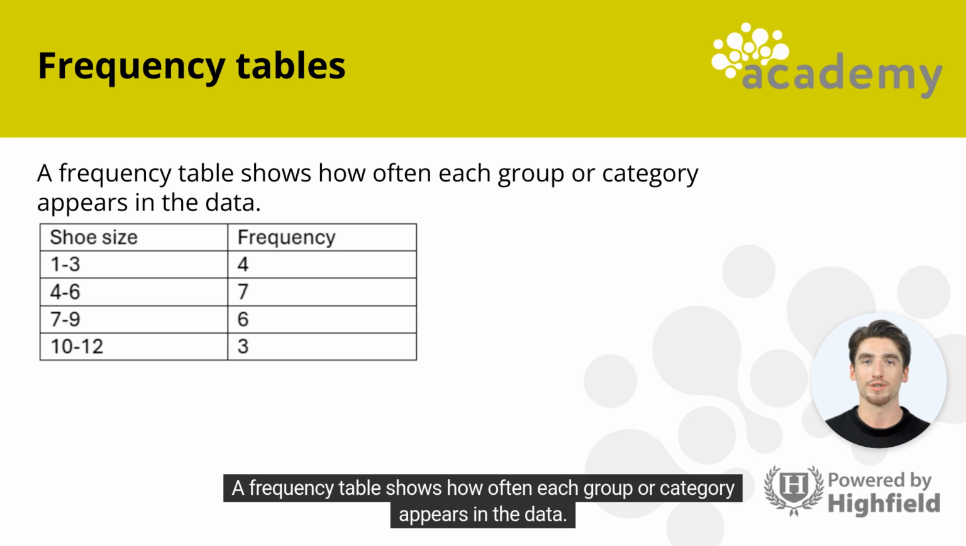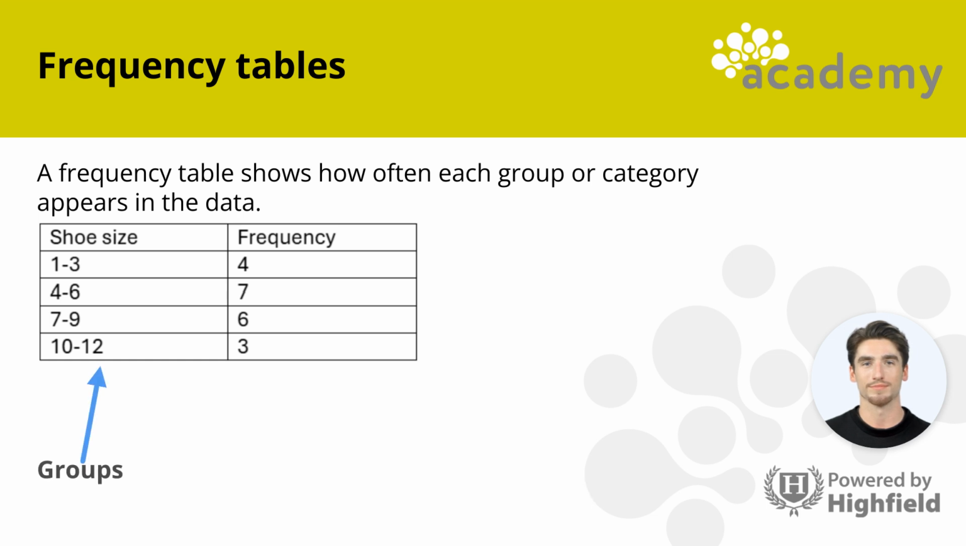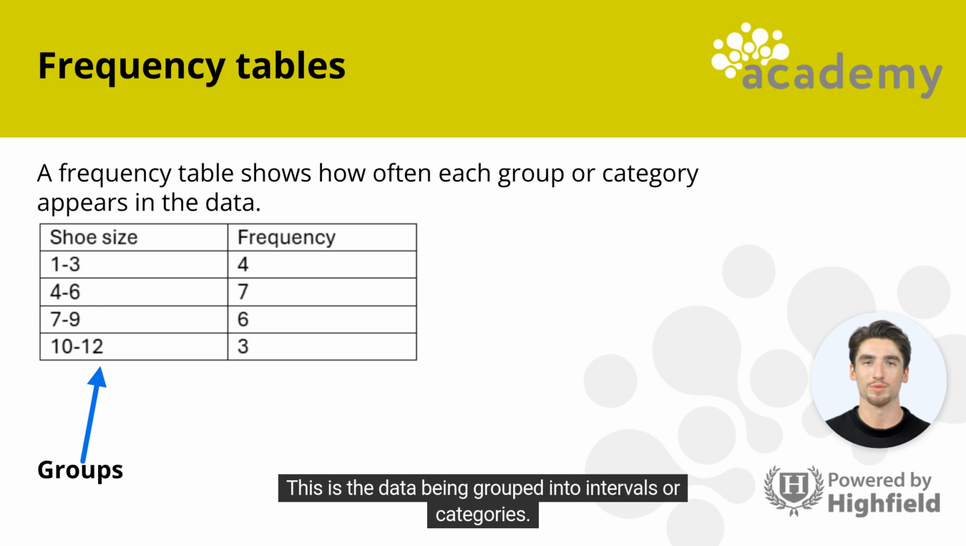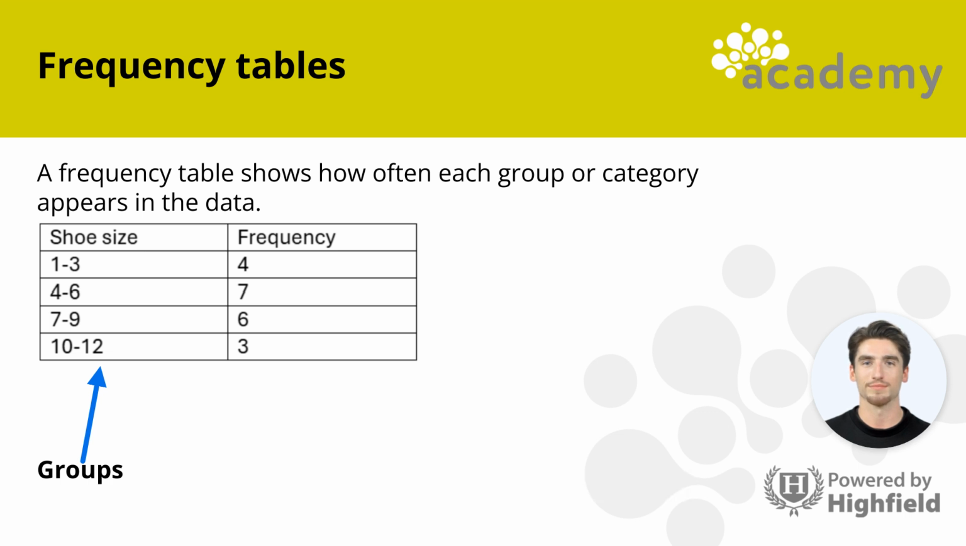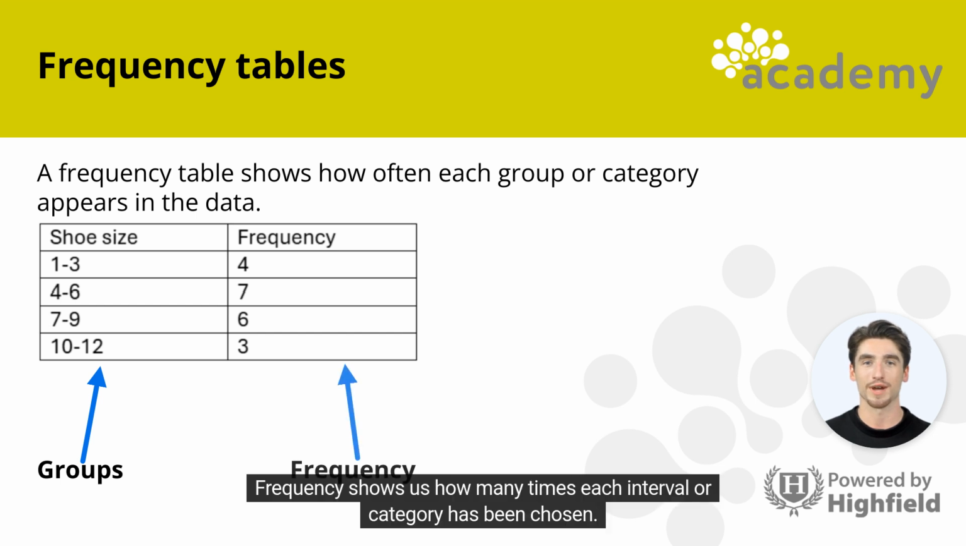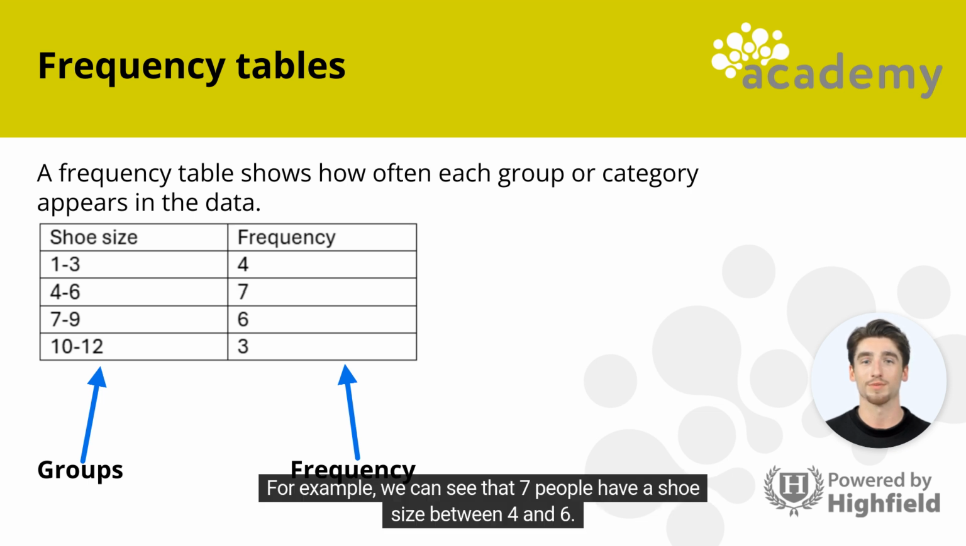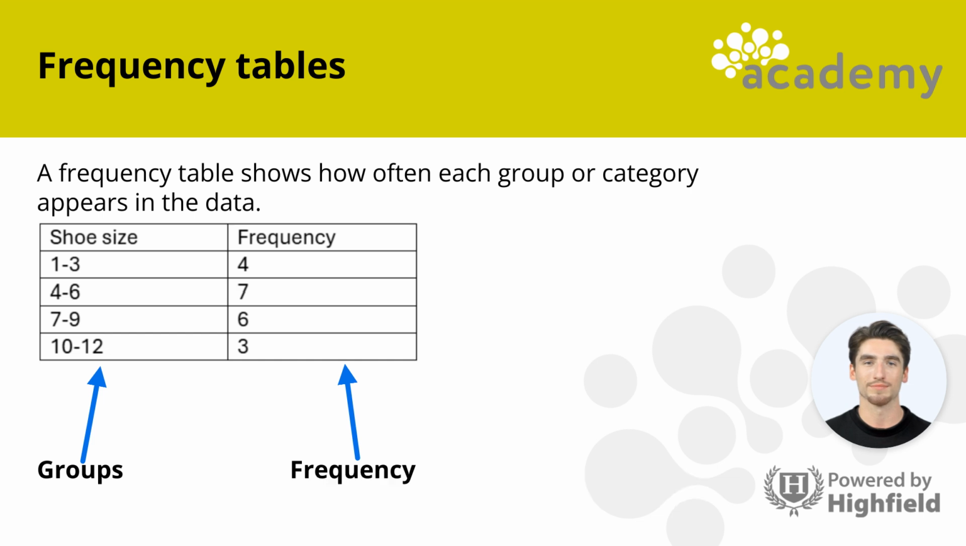A frequency table shows how often each group or category appears in the data. Frequency tables have two columns. Groups. This is the data being grouped into intervals or categories. In this example, we can see different shoe sizes. These have been grouped into the following intervals: sizes 1 to 3, 4 to 6, 7 to 9, and 10 to 12. These intervals do not overlap. Frequency shows us how many times each interval or category has been chosen. For example, we can see that 7 people have a shoe size between 4 and 6.